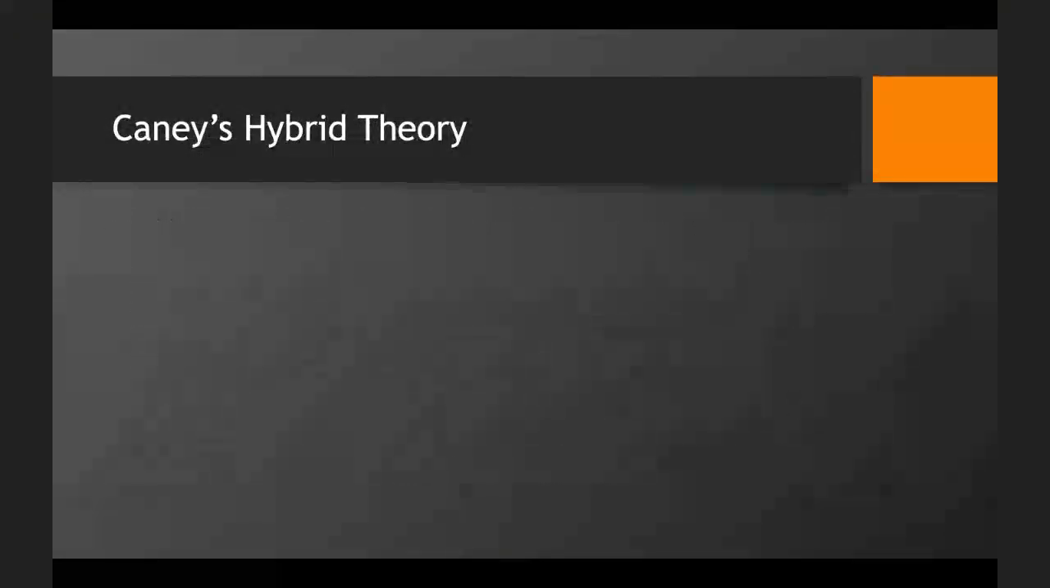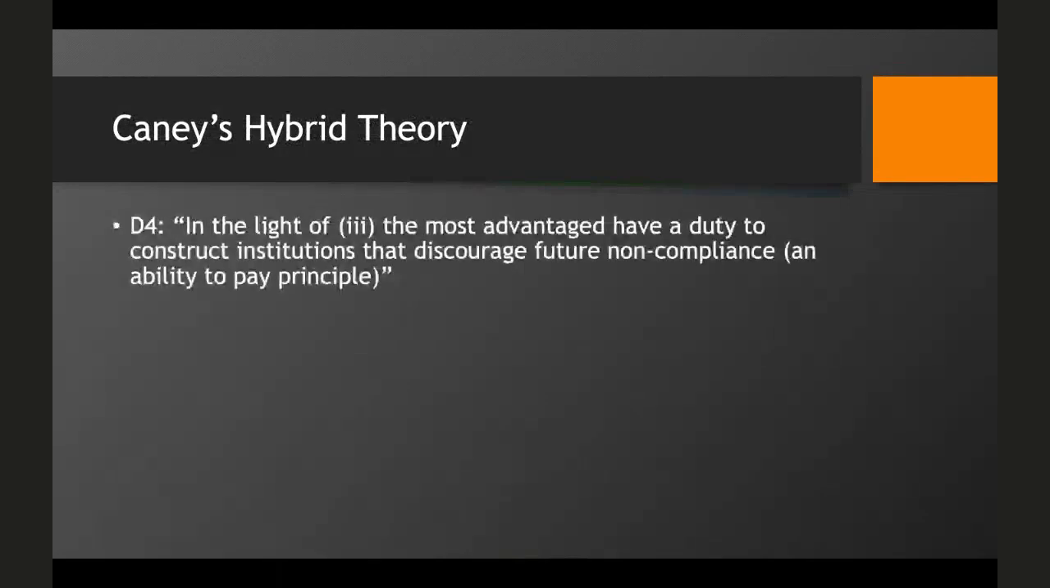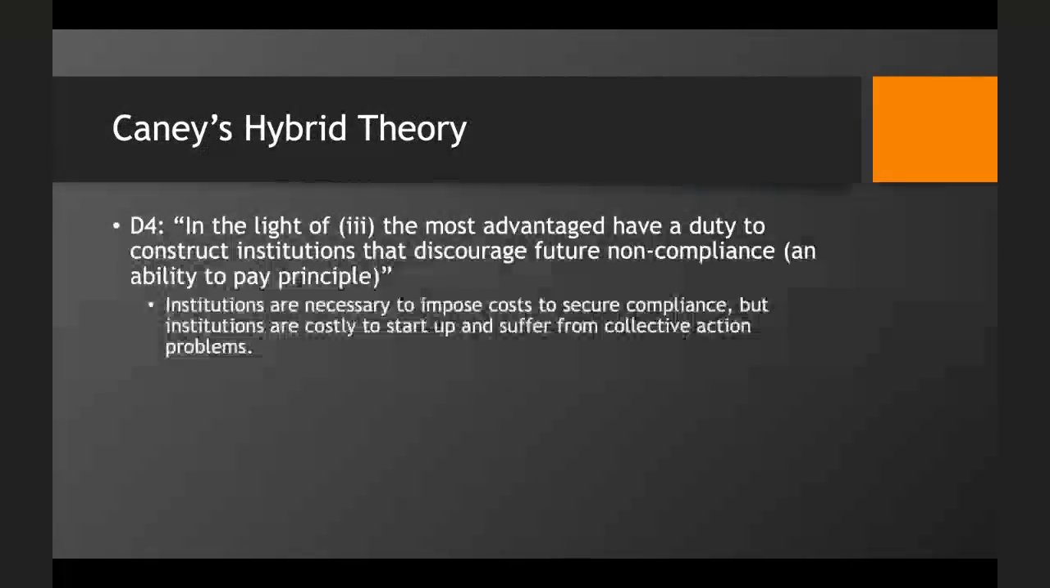And finally, he turns to the question of enforcement: the most advantaged have a duty to construct institutions that discourage future non-compliance. The wealthiest, the most advantaged, have to bear the costs necessary to create institutions that can impose costs and secure collective action. And these costs are going to be allocated according to the ability to pay principle to build these types of enforcement institutions, to ensure that principles one, two, and three can be enforced.